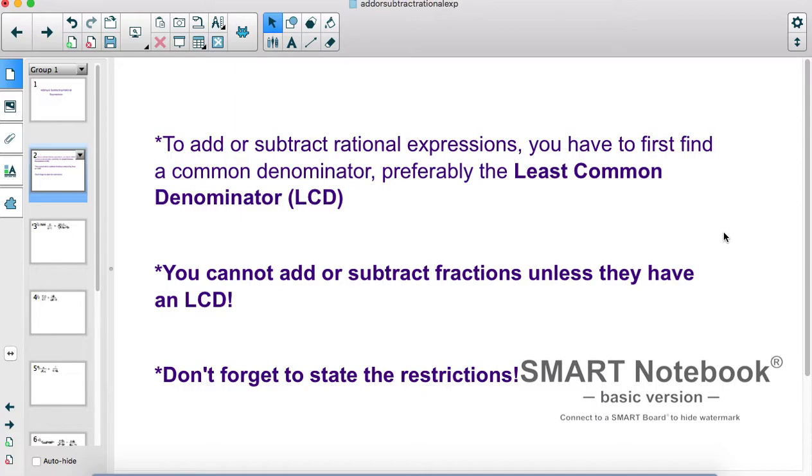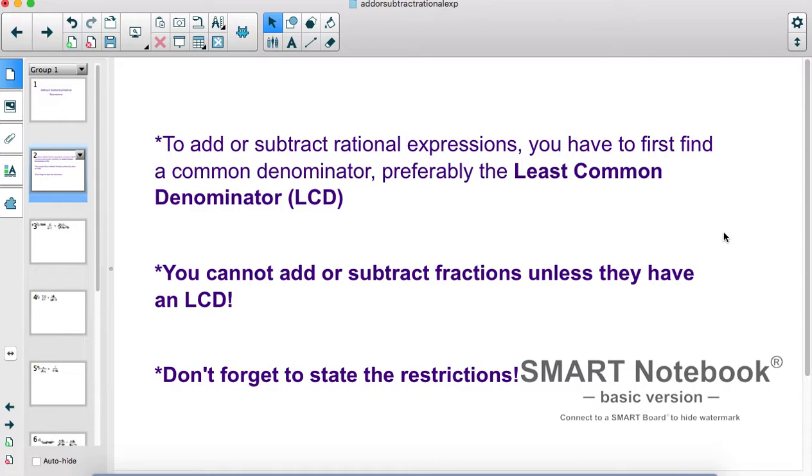So just some quick tips for adding and subtracting rational expressions. To add or subtract rational expressions, you have to first find a common denominator, preferably the least common denominator, because that's the least amount of work. Remember, you cannot add or subtract fractions unless they have an LCD. And then lastly, don't forget to state the restrictions, meaning what your variable cannot be. So remember, that just means any values that would make your denominator equal to 0.